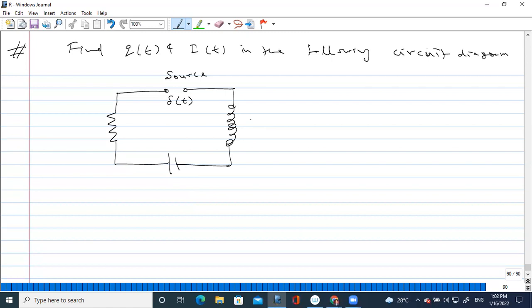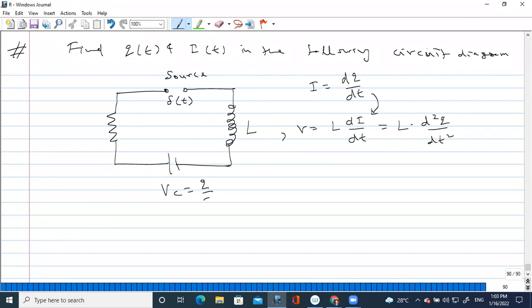Okay, so this is my inductor. In that inductor L, your V_L will be what? V_L will be L di/dt. So this is a drop here. Now because we know i is already dq/dt, if you put it here, it will become L d²q/dt². So first of all this. Now second thing, this is a capacitor. In a capacitor, what is the voltage drop? That will be q/C.